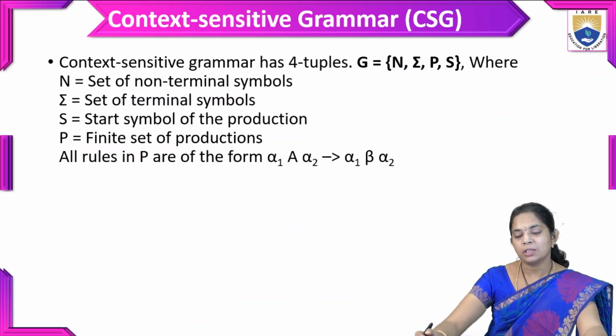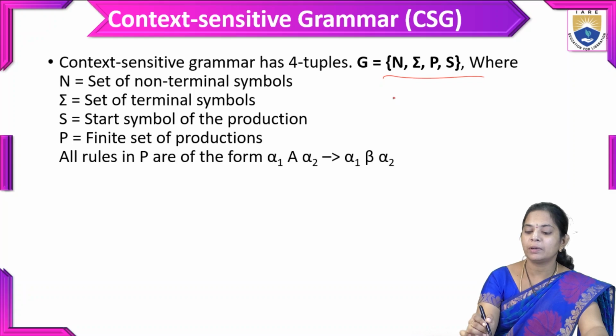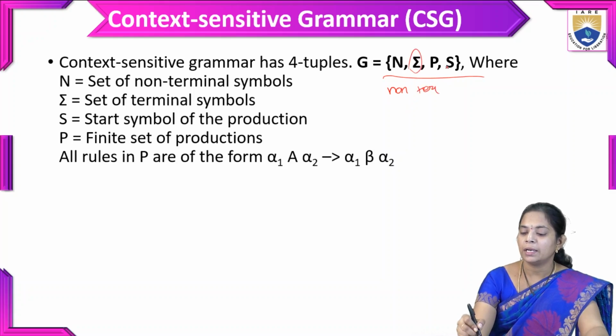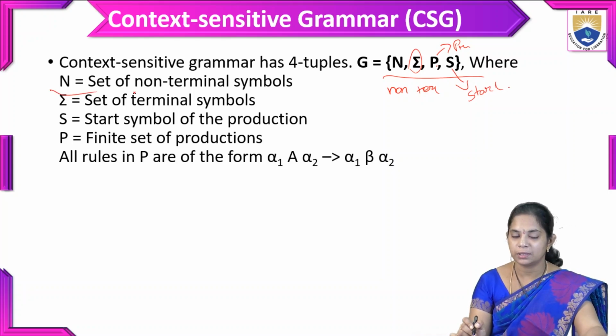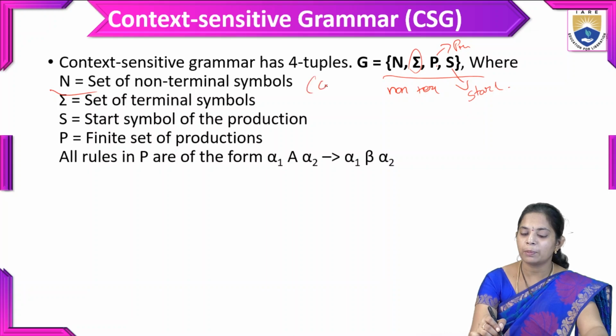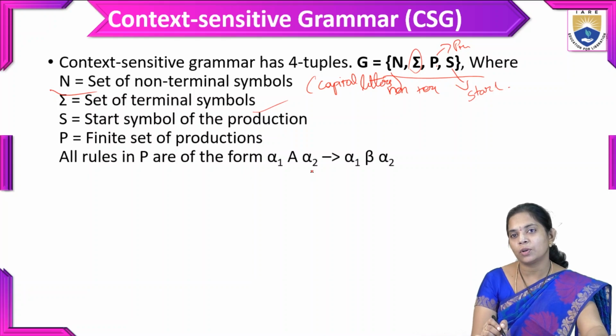Coming to the definition, we generally represent N with the non-terminals, sigma with the terminals, P is the production, and S is the start symbol. N is the set of non-terminal symbols, which are denoted by capital letters, and sigma is the set of terminal symbols, which are represented with small letters.